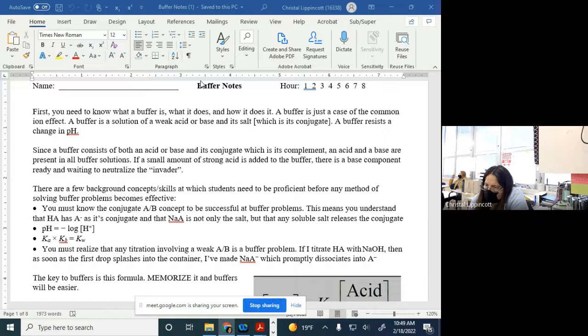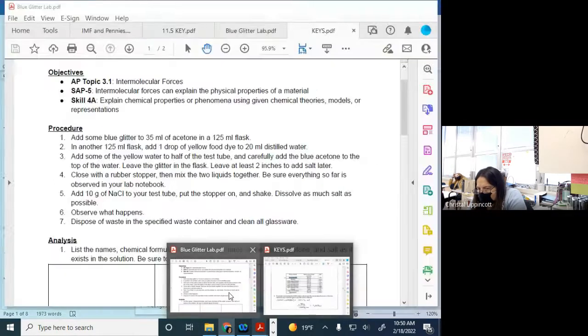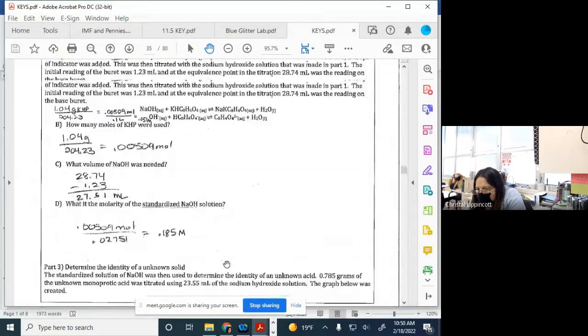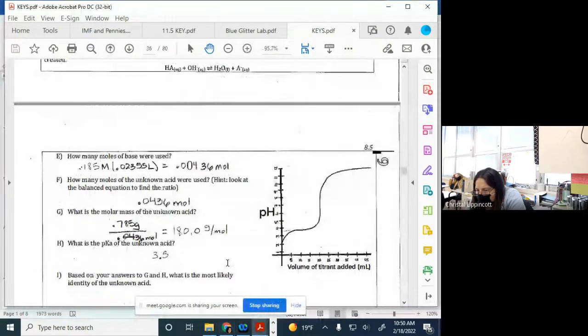A buffer is a case where you have the common ion effect occurring, and we talked about that last unit. A buffer is a solution of a weak acid and its conjugate, or it may be a weak base and its conjugate. It is going to resist changes in pH. And we've seen that in some of those titration graphs that we've looked at, where we've had these weak acids at play.